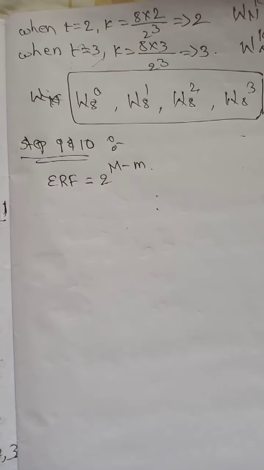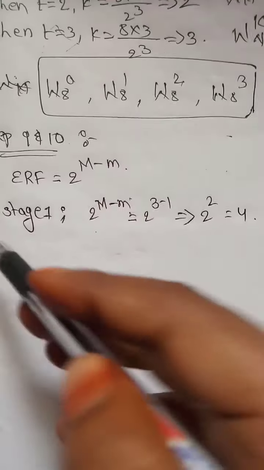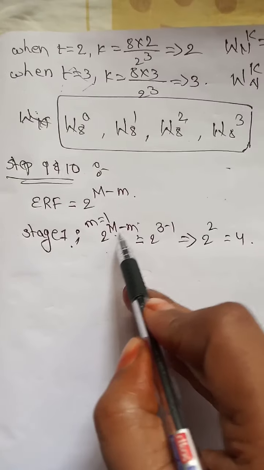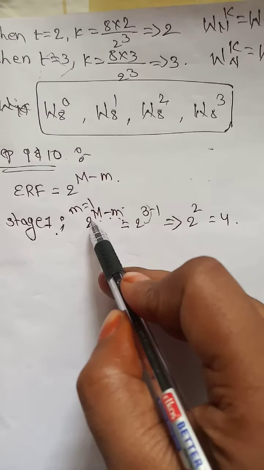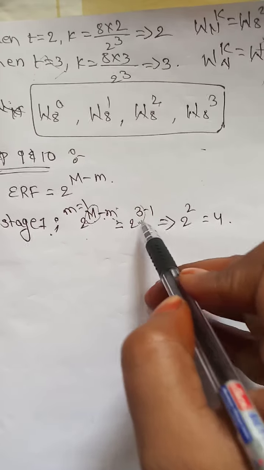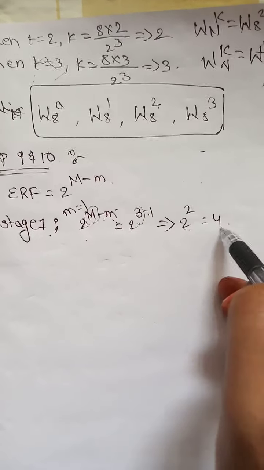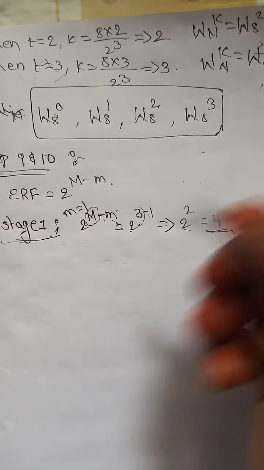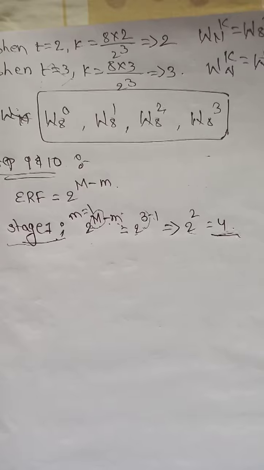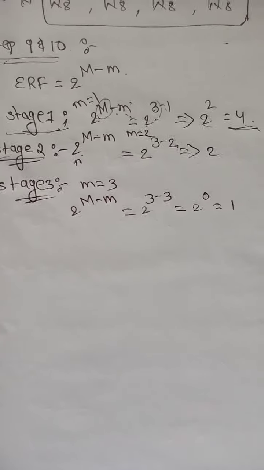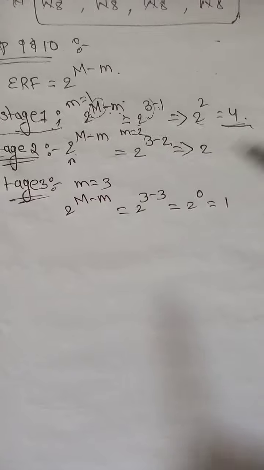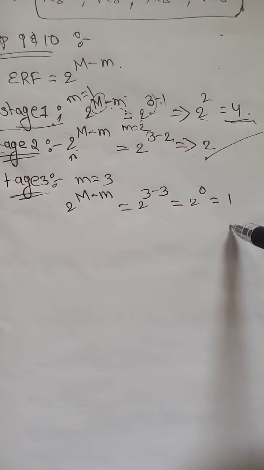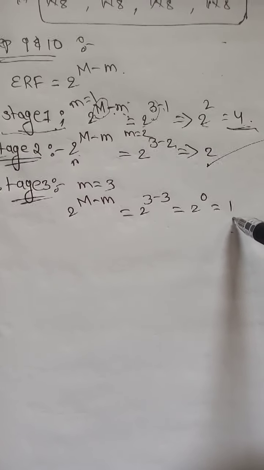So for stage 1, small m value equal to 1, then 2 power capital M minus m. Already we found the capital M value, that is 3. So 2 power 3 minus 1, we got 4. For stage 1 we are having 4, and likewise for stage 2 and stage 3: 2 power m. For stage 2, small m is equal to 2, then the value is 2, and likewise for stage 3, small m is equal to 3, exponent repeat factor is 1.